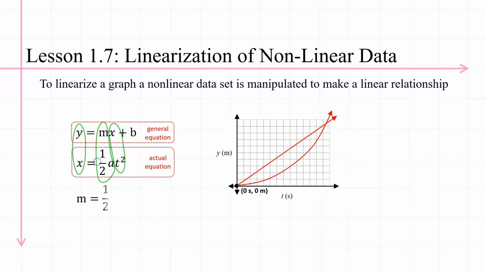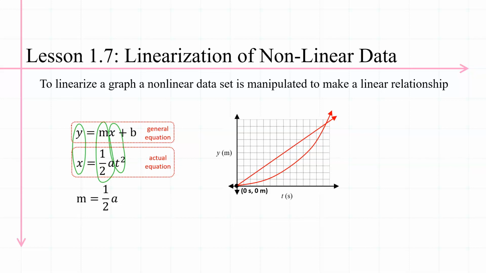Now, before we move on, let's just note a few things. First of all, I'm going to note that my slope is being coordinated to 1/2 a. So whatever I calculate as a slope value from my linear regression, it's actually going to be 1/2 of the acceleration. And I get that directly by looking at how my general equation relates to my actual equation. I'm always going to note what the slope value calculates to.